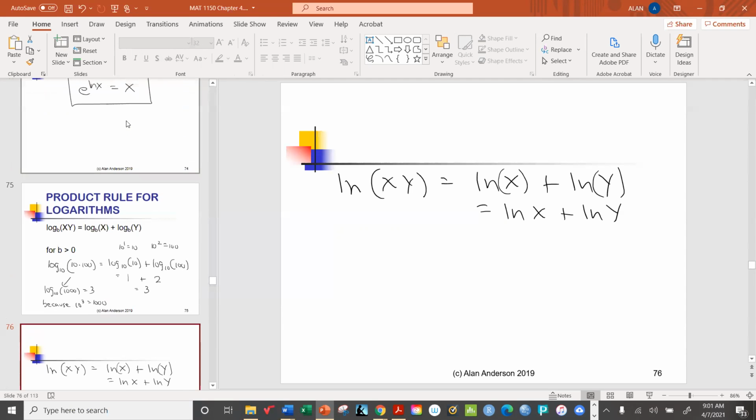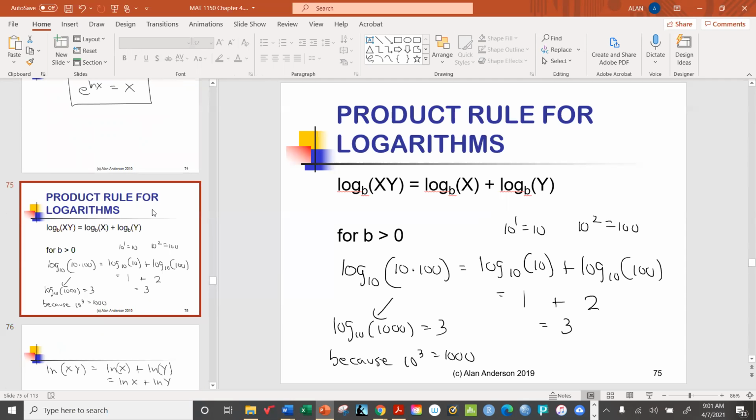Oh, by the way, naturally enough, this is referred to as the product rule for logarithms. All properties in math have to have a name. This one is known as the product rule for logarithms. Very, very simple and straightforward.